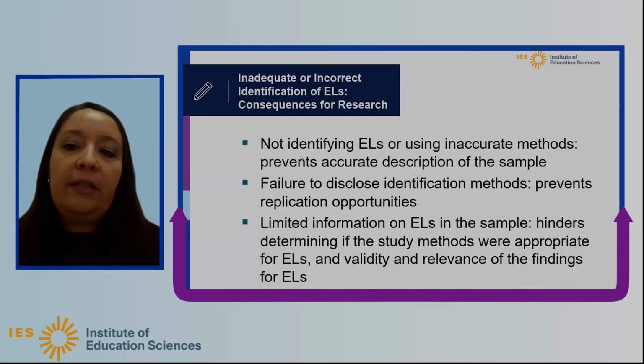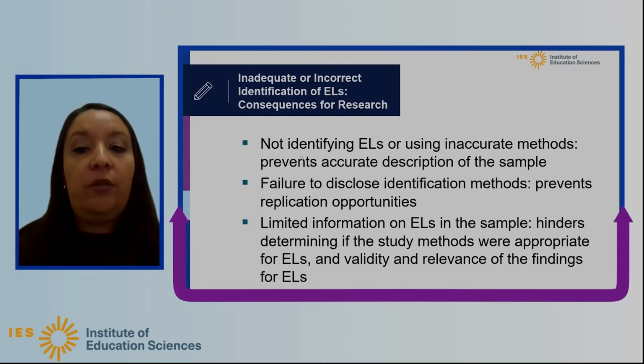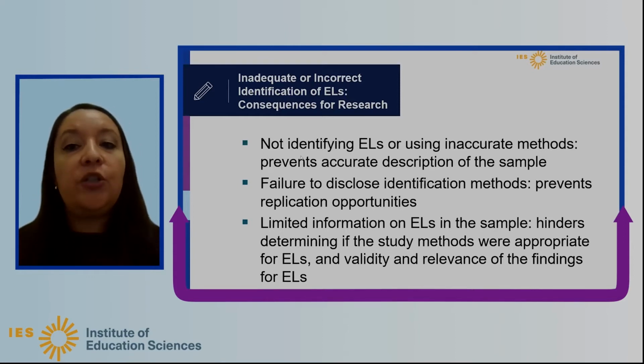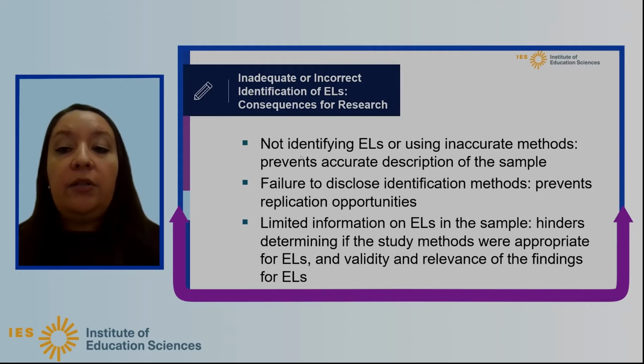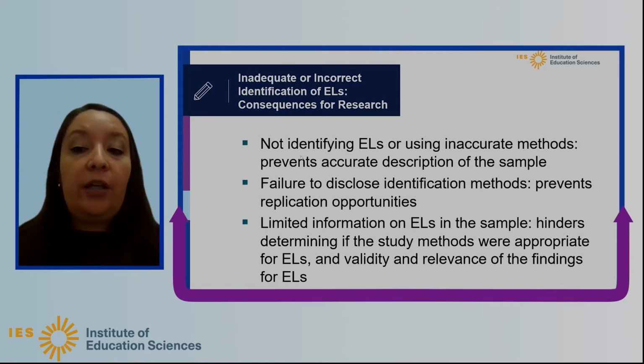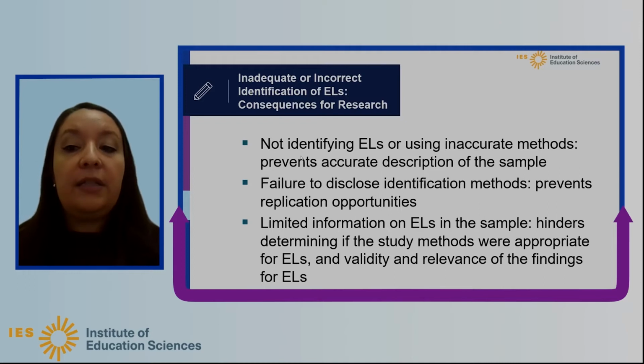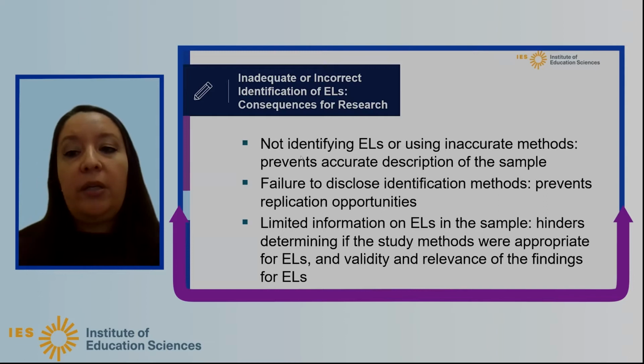As you listen to these presentations, we would like you to be thinking about the consequences for education research when there is inadequate or incorrect identification of ELs in research studies, especially given our goal of having research affect practice and policy that meaningfully enhance students' learning and educational outcomes. Specifically, when researchers do not identify ELs in their studies or use inaccurate or imprecise methods, this creates limits on getting an accurate description of the sample studied, because we might not know how many ELs are in the sample or if they were correctly identified.